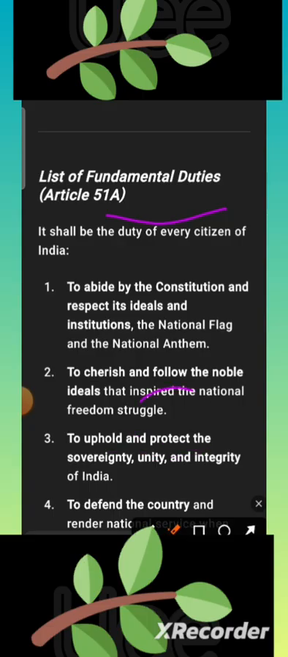Uphold the unity and integrity of India. Work against divisive tendencies like communalism, casteism, and regionalism. Respecting all religions and languages, not spreading hate. In education, promoted through inclusive curriculum and national integration programs.